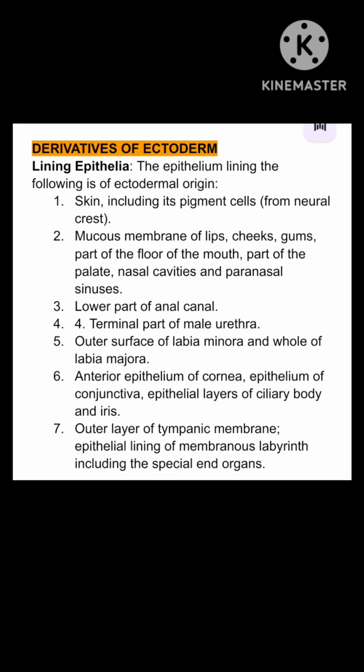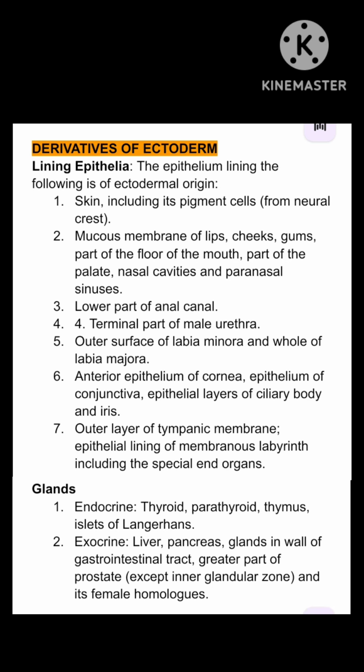Now coming to the eye, ectoderm forms the anterior epithelium of cornea, conjunctival epithelium, and epithelial layers of ciliary body and iris. Also, the outer layer of tympanic membrane and the epithelial lining of membranous labyrinth are ectodermal.